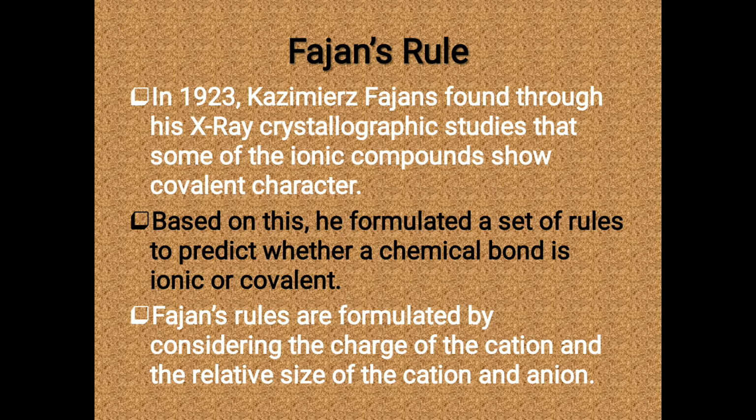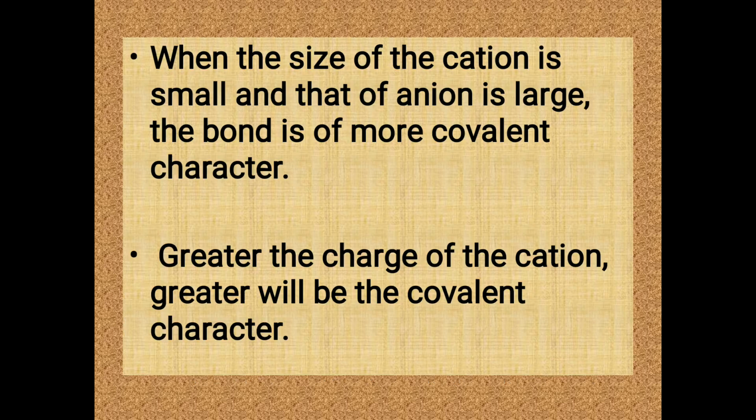Based on this, he formulated a set of rules to predict whether a chemical bond is ionic or covalent. Fajans rules are formulated by considering the charge of the cation and the relative size of the cation and anion. So these 2 points are very important in Fajans rules. You just memorize it, so it will be very easy.